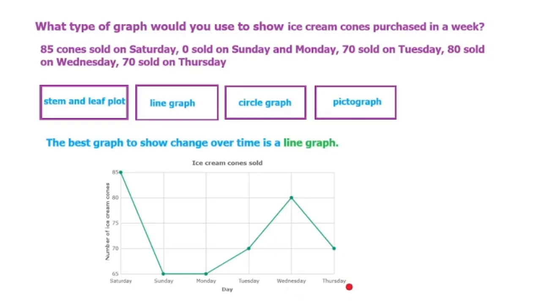So you have a good picture of this in your head if you have another problem like this down the line. So on Saturday, there were 85 cones sold. On Sunday and Monday, none were sold. On Tuesday, 70 were sold. And then on Wednesday, 80 were sold. And on Thursday, 70 were sold. Right? So that's this data shown in a graph.